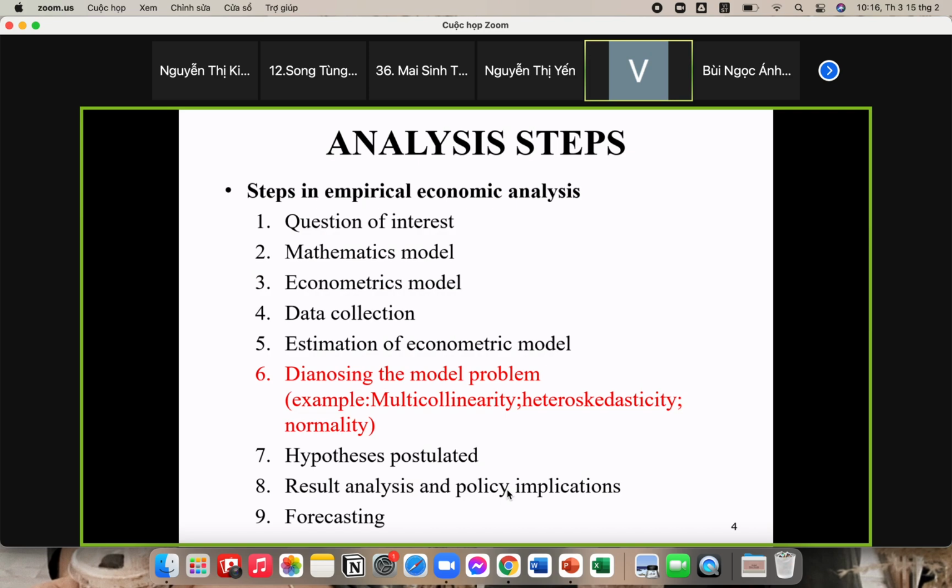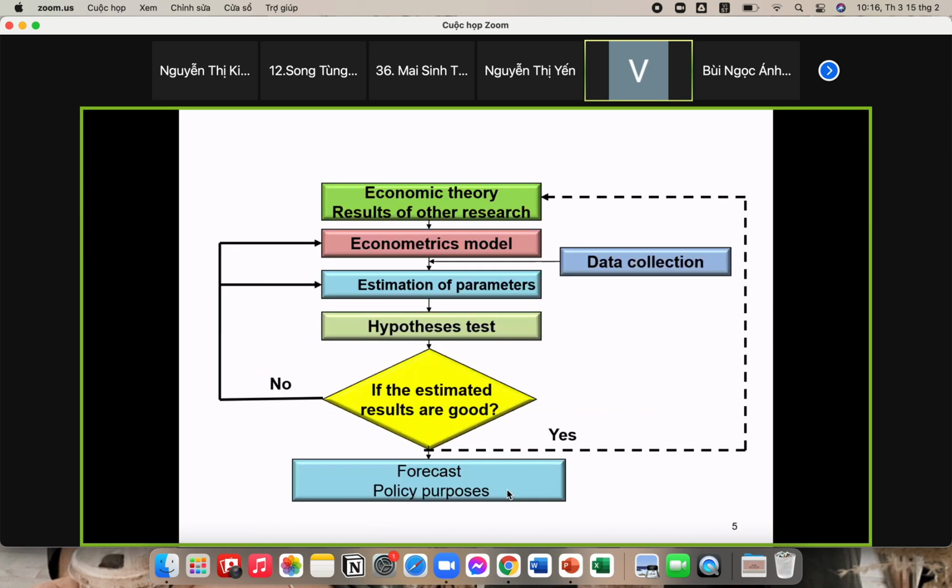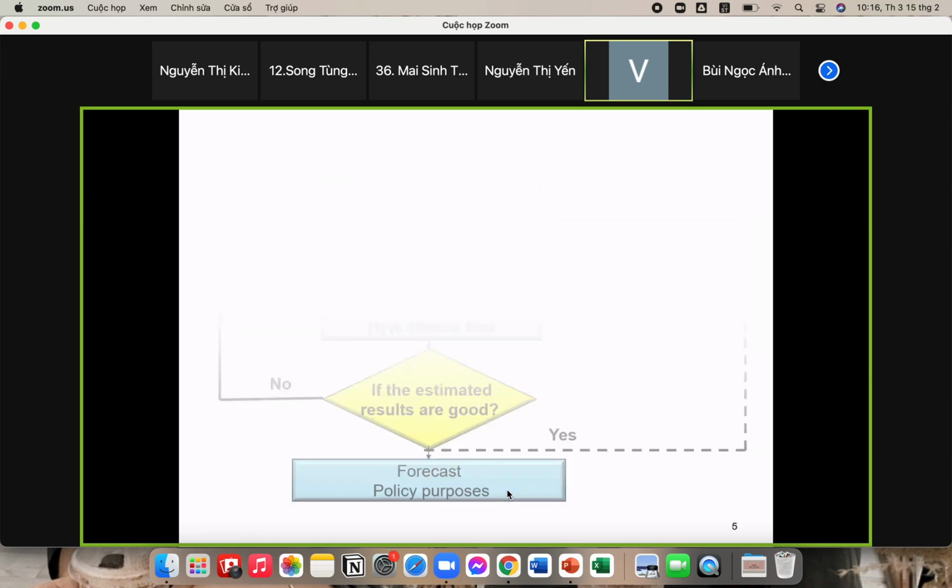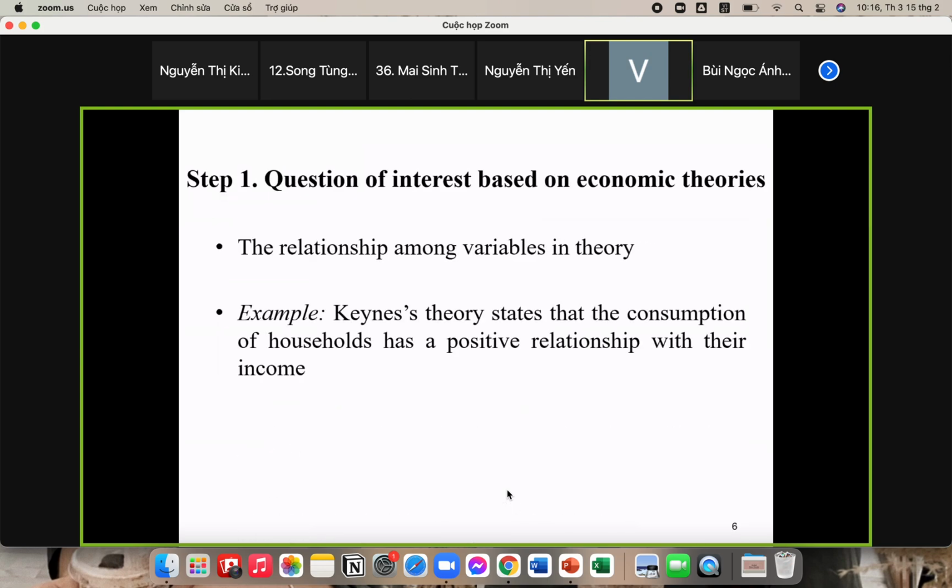So now I just give you a very brief idea of each step. If you don't understand some points, it is okay for now. Step 1, question of interest based on economic theories.